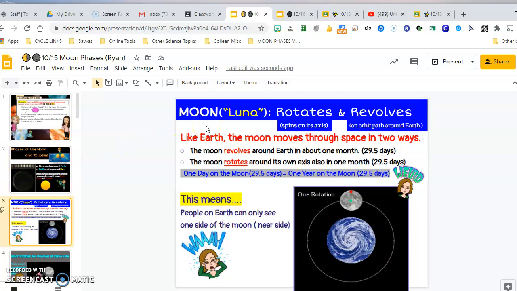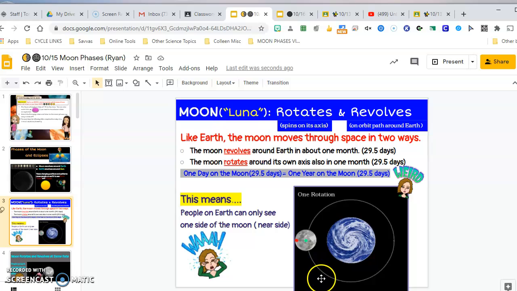The moon, whose name is Luna, rotates or spins on its axis and revolves or follows an orbit path around Earth. Like Earth, the moon moves through space in two ways. It revolves on an orbit path around the Earth, which takes the moon 29 and a half days. It also rotates, spins on its axis in the same amount of time, 29 and a half days. So that means 1 day on the moon is equal to 1 year on the moon.